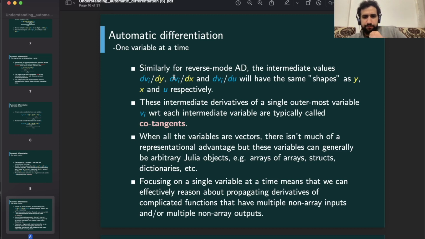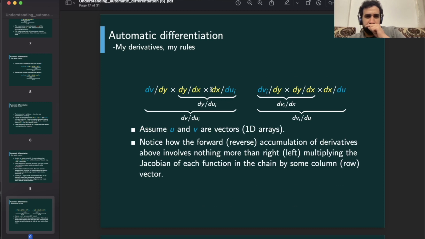And I'm going to come to why this actually makes sense in one of the slides here. So focusing on a single variable at a time means that we can effectively reason about these derivatives, propagate them and represent them in memory when implementing automatic differentiation. And so it's really convenient to think like this.